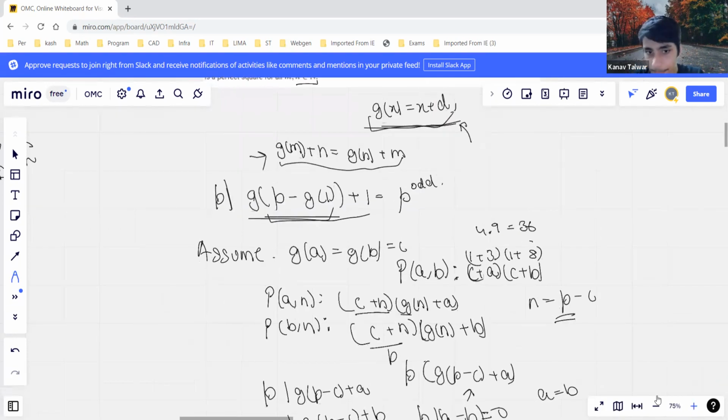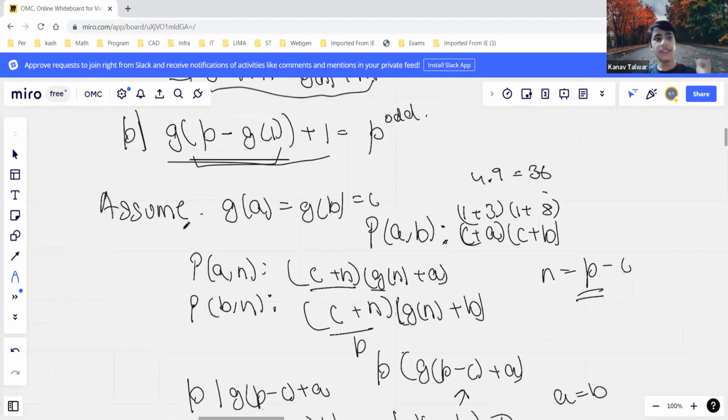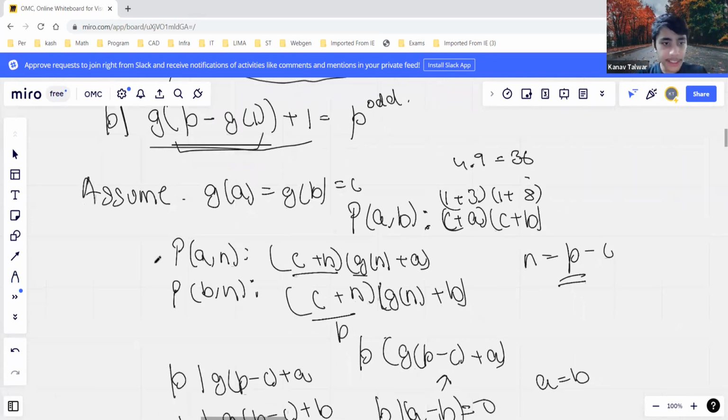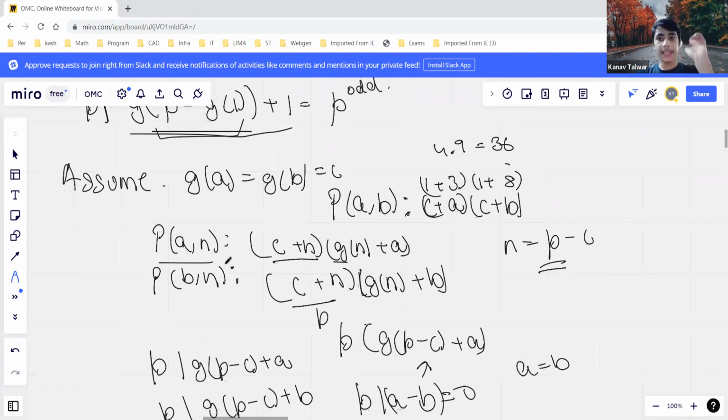Is this proof of injectivity clear? Can you please repeat once? Of course. So we want to prove g is injective. So assume g of A is equal to g of B is equal to some C. Then we consider P of M comma N, the original assertion. In this we put M equal to A. So we have that, note that g of A is equal to C. So C plus n times g of n plus A is a perfect square, and C plus n, because g of B is also C, times g of n plus B is a perfect square. Is this part clear?